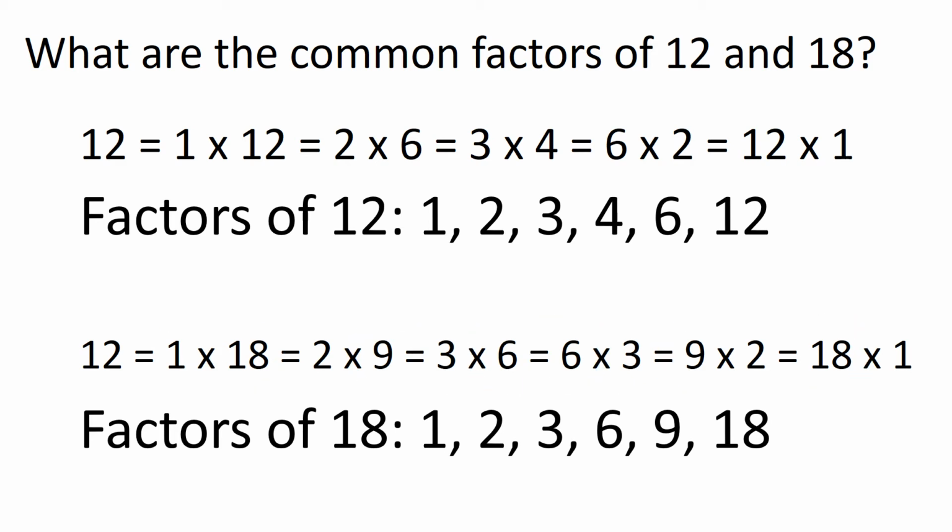If we examine the factors of 12 and 18, we see that there are 4 common factors: 1, 2, 3, and 6. Among the factors, 6 is the largest. Therefore, we say that 6 is the greatest common factor, GCF, or greatest common divisor, GCD, of 12 and 18.